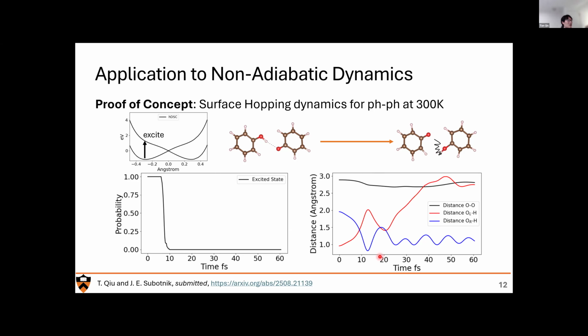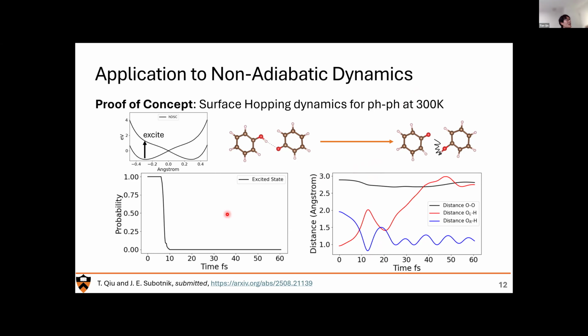And note that for the results I'm showing here, each point only requires computational cost on the order of ground state level theory, which essentially is like 40 seconds on a one-node cluster. So this is very efficient. So we are happy about these results because it shows that we indeed have a method now to run non-adiabatic dynamics in a very efficient way.